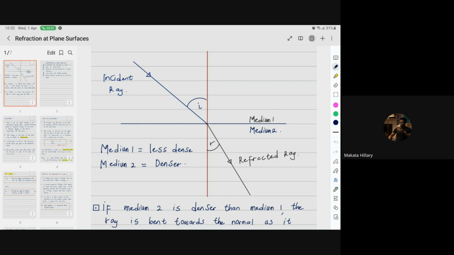So this morning, we'll be looking at refraction at plane surfaces, right? Now, you can see the diagram right here on the screen. You have the incident ray, and then you have the reflected ray. Now, for the incident ray, once it hits the medium, see that medium one, what happens? It bends away, right?